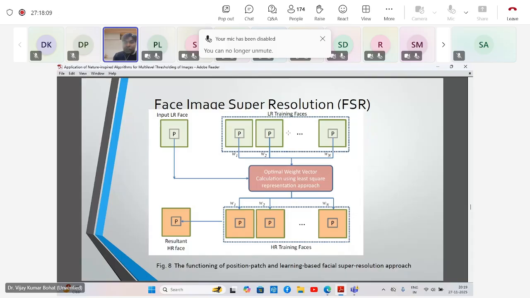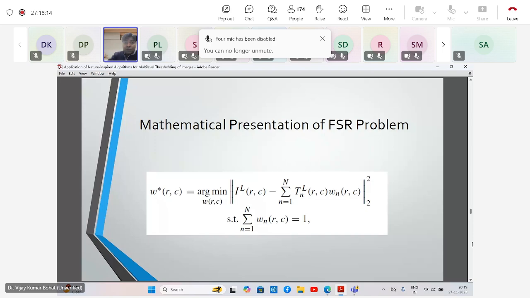For this, there is a mathematical equation. We can say it is the objective function of this particular problem, the face super resolution, FSR, problem. In this equation, we have I_LR_RC, which is the input image. Input low resolution image: L stands for low resolution, RC is row and column. Now these P_L_RC are the training images of low resolution, and there are n training images.